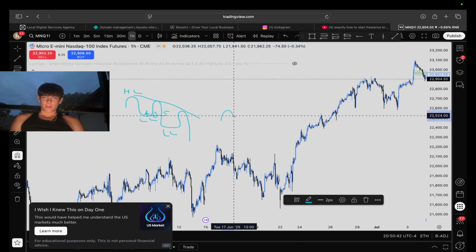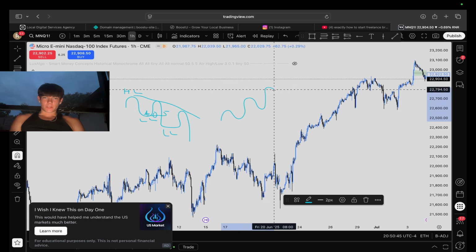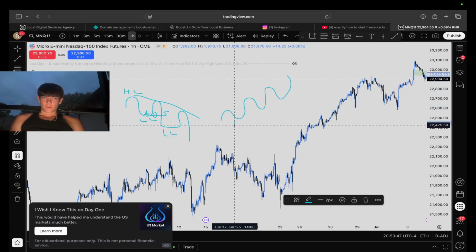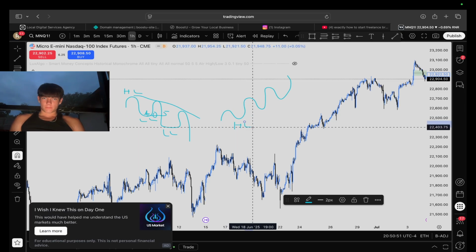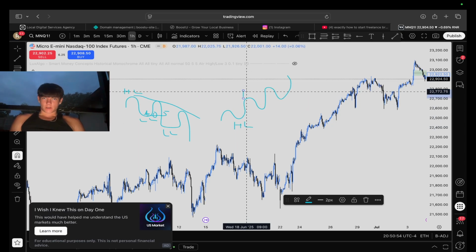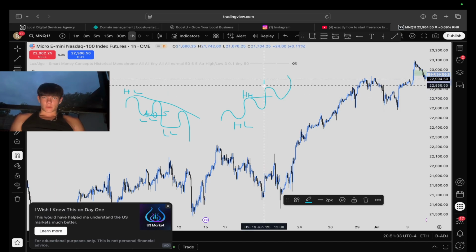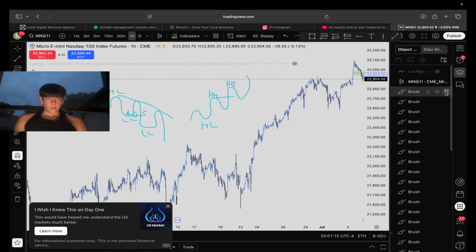Now, if we're looking for a break of structure to the upside, and we have our higher low and our higher high, we want to see higher highs getting swept and forming new higher highs, and that will indicate a continuation of an uptrend. Let's get all of this going.